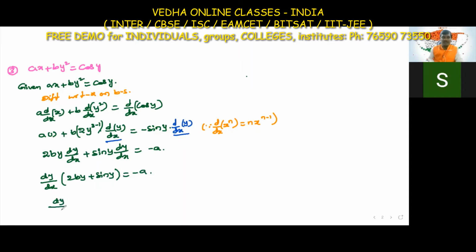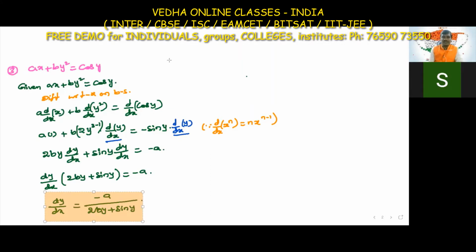Okay, so what we actually want is this dy by dx value. Therefore, dy by dx is equals to minus a divided by, here it is multiplying, if you take it to that side, divides 2by plus sin y. This is the required solution. Understood?